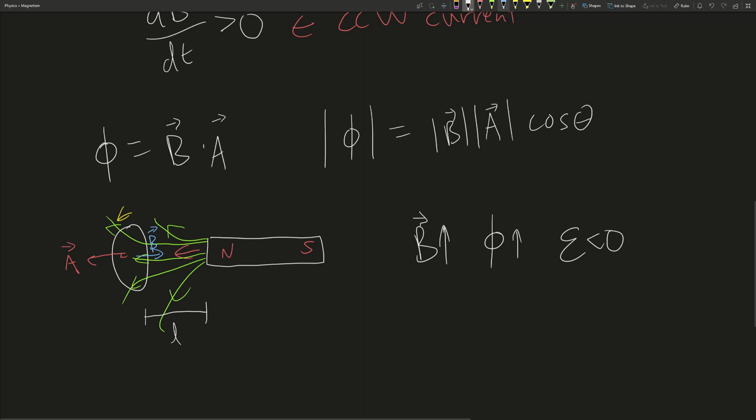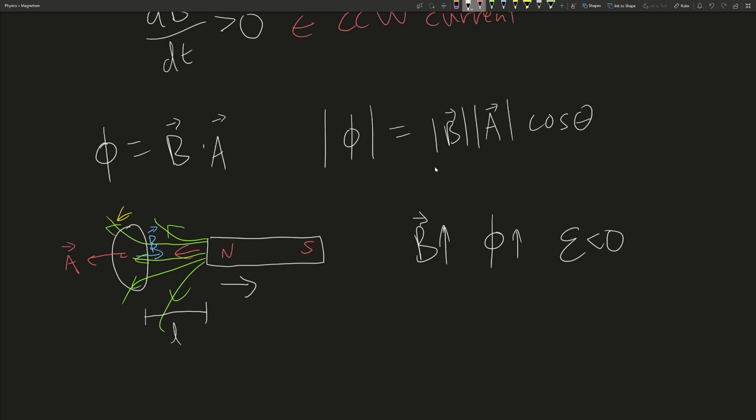Now let's just say that this magnet was actually getting pulled away from the loop. What happens? Well, then you could go through this process and say that the magnetic field strength is decreasing, so flux is decreasing, so EMF has to be positive.